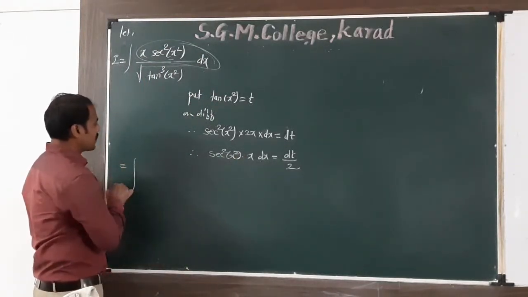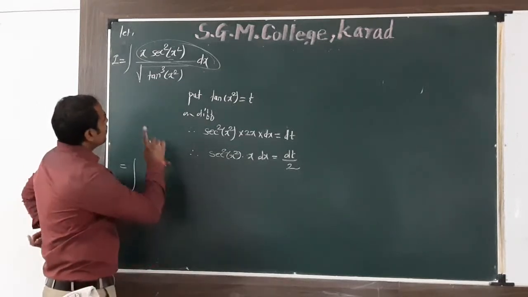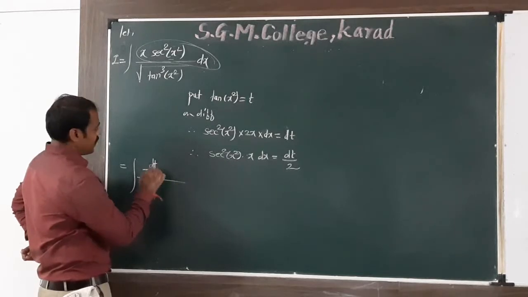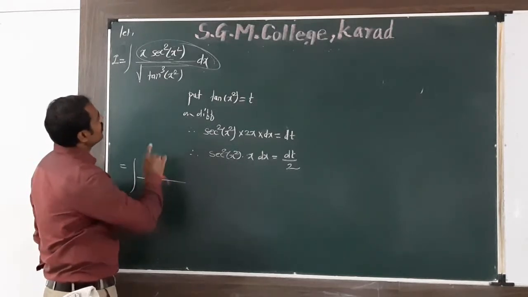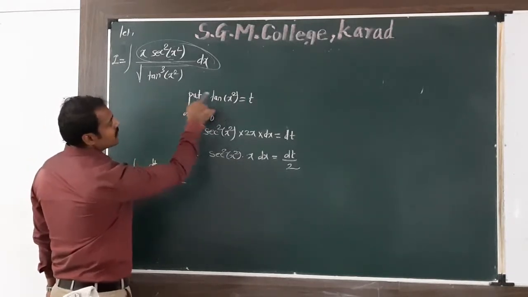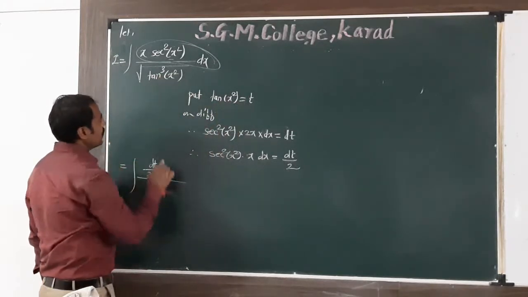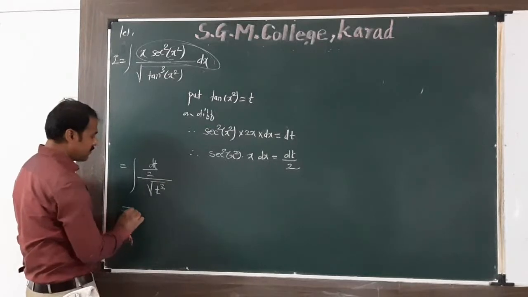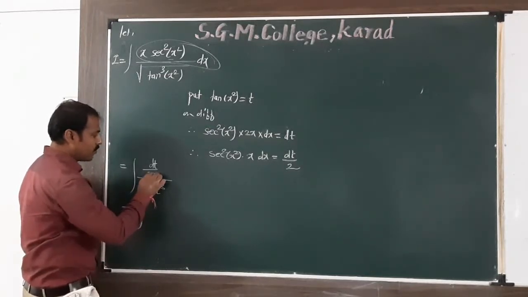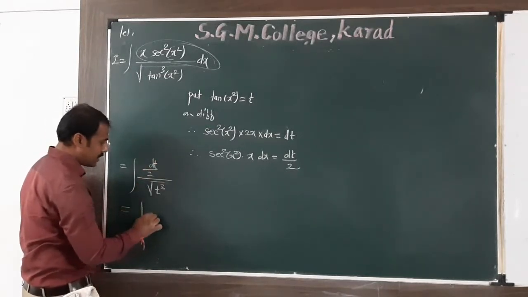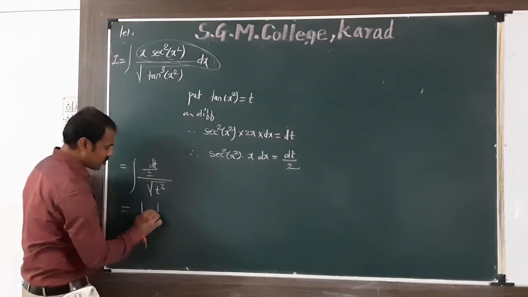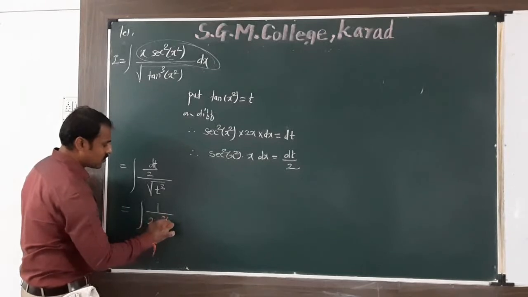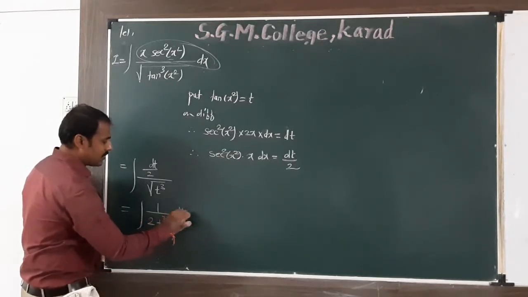So the integration becomes dt divided by 2, the whole divided by root t cube. After simplification, the denominator of the numerator comes in the denominator, and it looks like 1 upon 2 t raised to 3 by 2 dt.